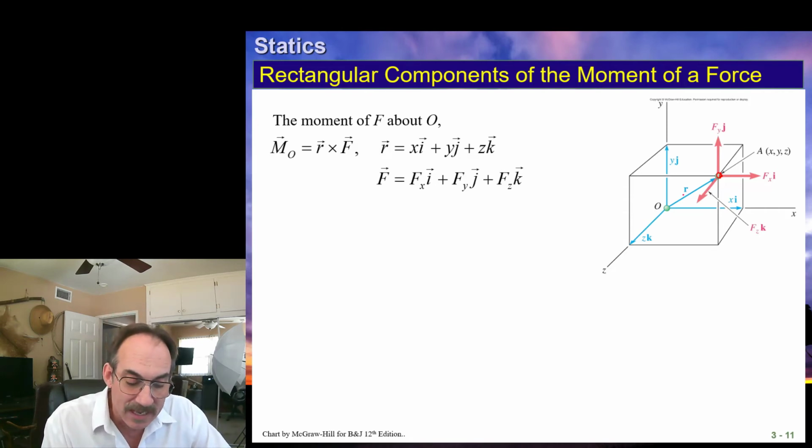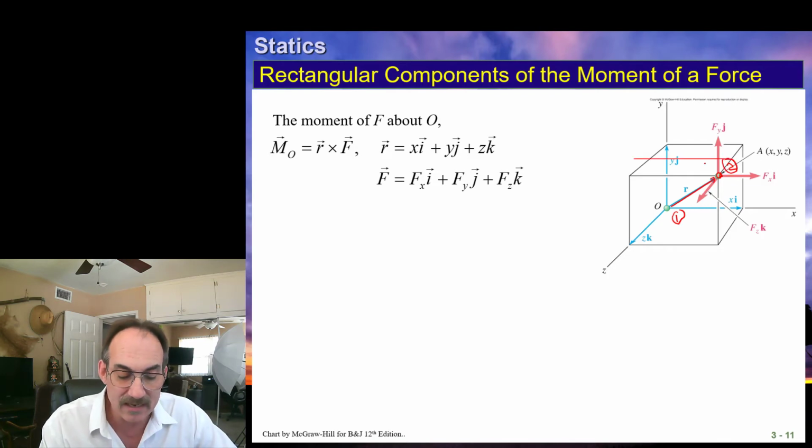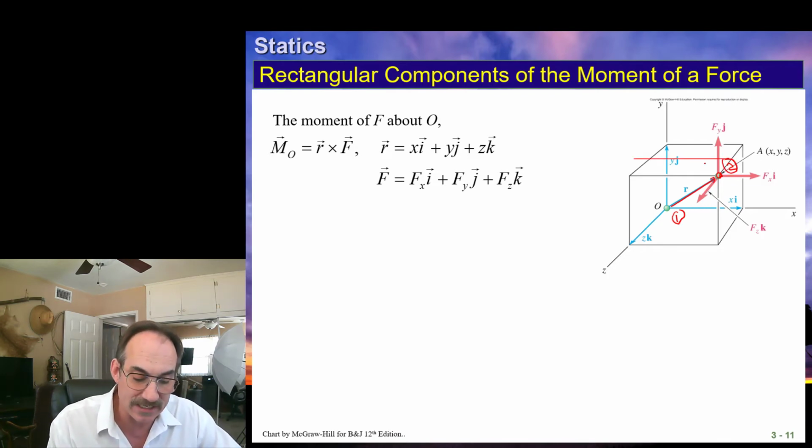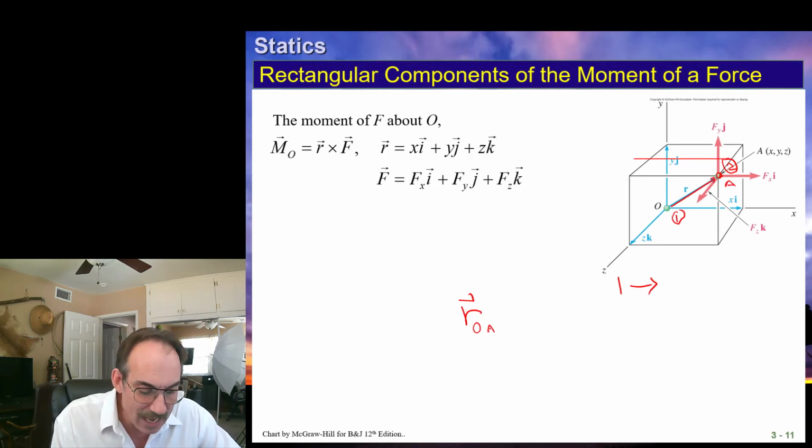What is our R? It's the distance, this R vector, going from here to here. We take the point we want the moment about, that's our starting point. Our second point is any point along the line of action of the force. That means we're going from 1 to 2, so the R we need is going from O to, let's call this A. From O to A in this case.